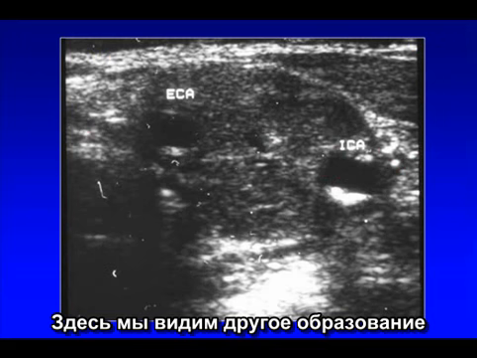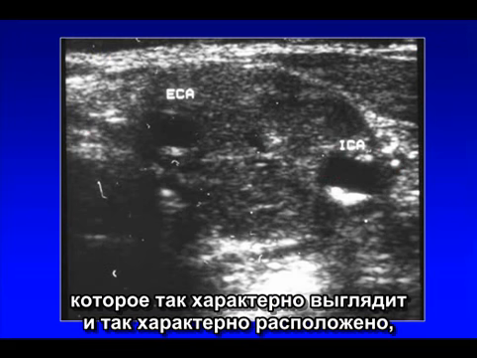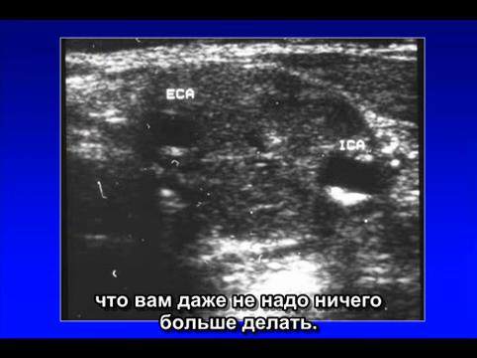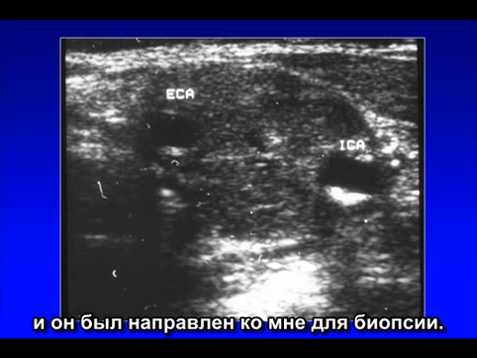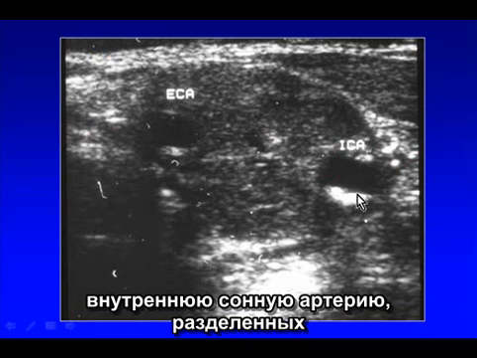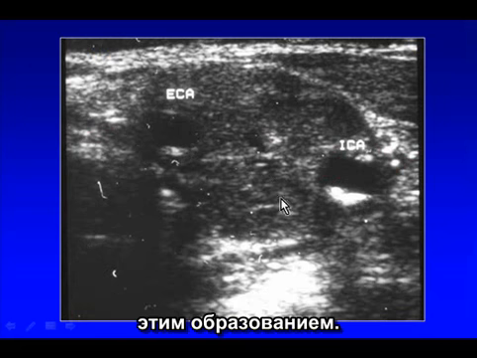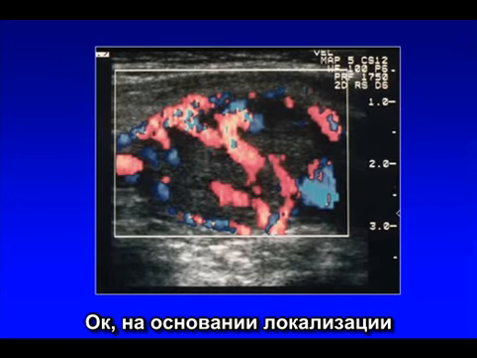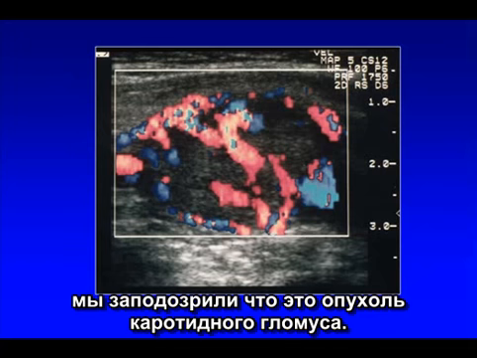Here's another mass that is so characteristic in location, you don't need to do anything else. This patient presented with a mass in the neck and was actually sent for me to biopsy it. This is the external and internal carotid artery that are splayed by this mass. Okay, so by the location, we were suspicious that it was a carotid body tumor.